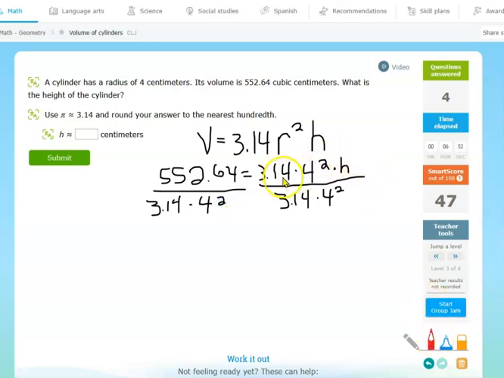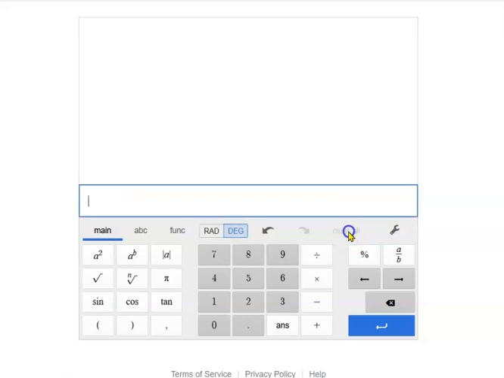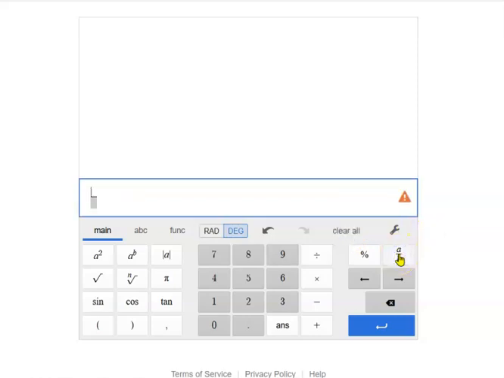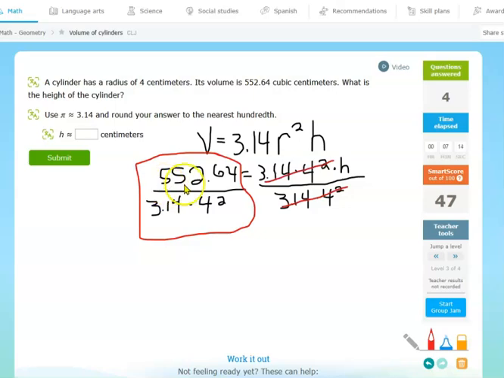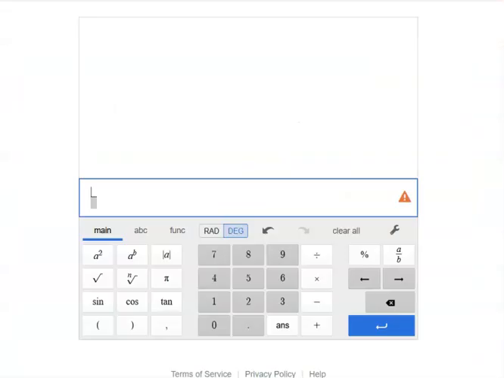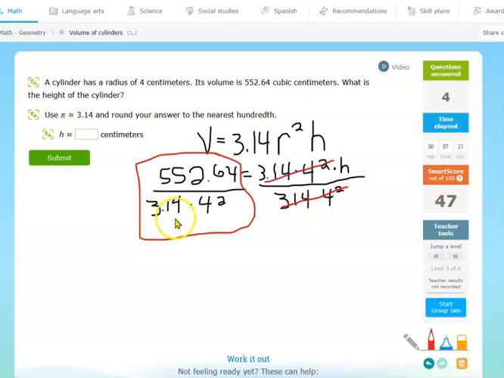Okay, so on the right, what's happening? Well, the 3.14 times 4 squared over 3.14 times 4 squared gets canceled. We're just left with h. So h is going to be equal to whatever this expression turns out to be. So let's go pop it into our calculator. So this is like a big fraction or a big division problem. So I'm going to start off by clicking on that A over B tool right there. My numerator is 552.64. And then I'm going to click down into the denominator. The denominator is 3.14 times 4 squared.